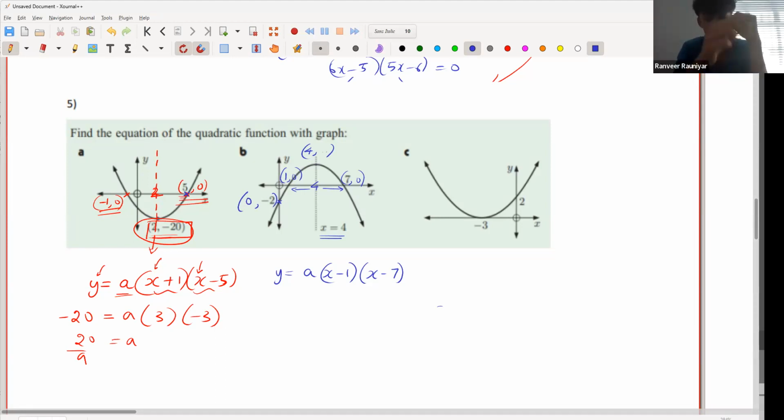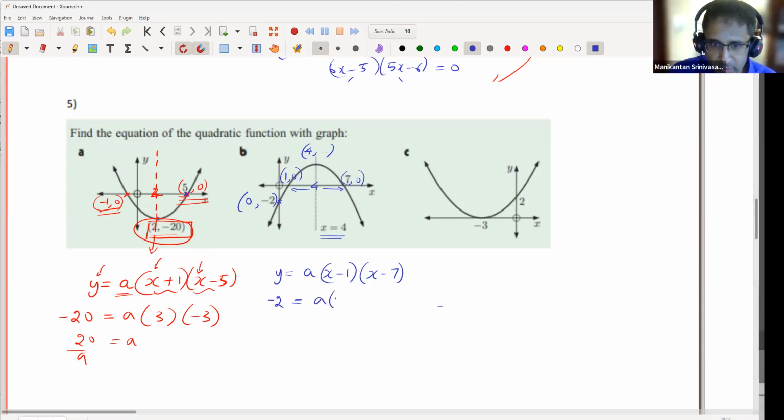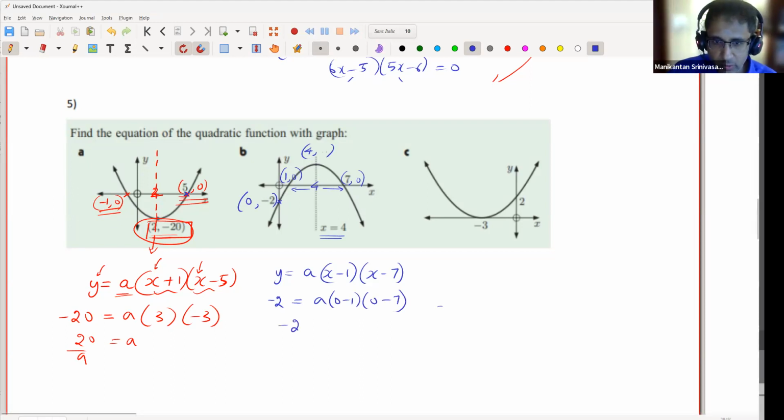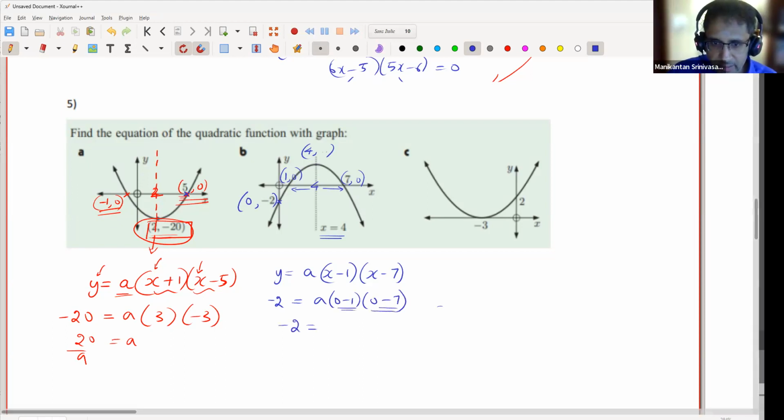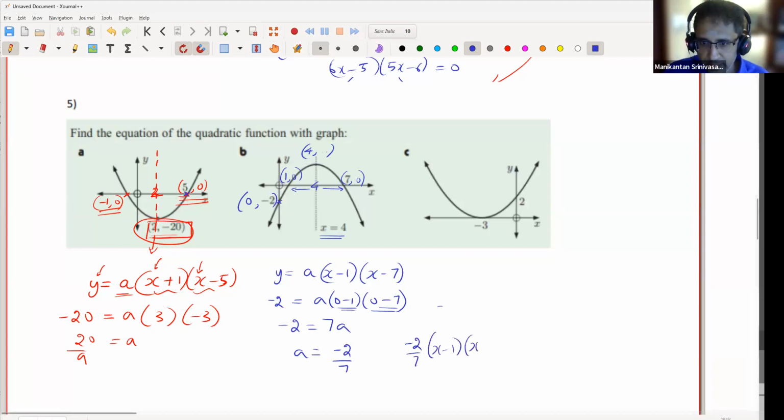Right? Which means if I substitute x is 0, y must be minus 2. So minus 2 equals this. What is this? Minus 2 equals minus 1 times minus 7, which is plus 7. And therefore, no wonder a is negative 2 by 7. So the final answer is minus 2 by 7 times x minus 1 times x minus 7.